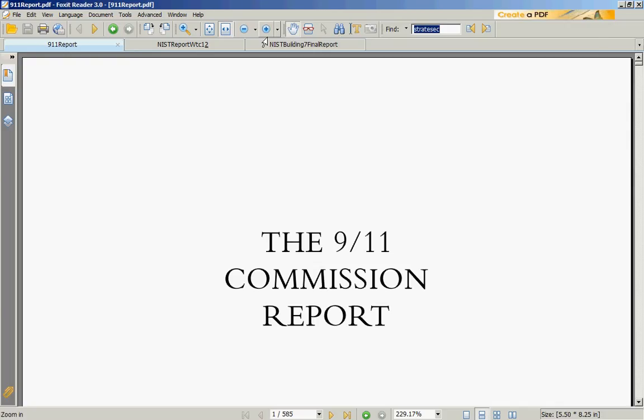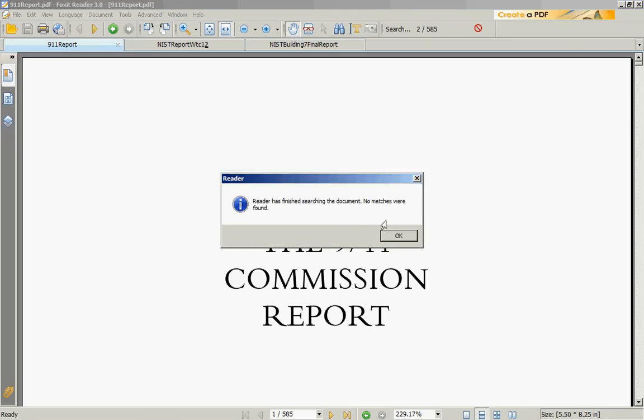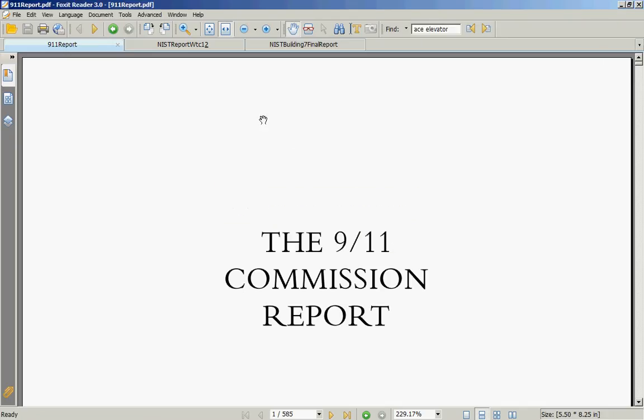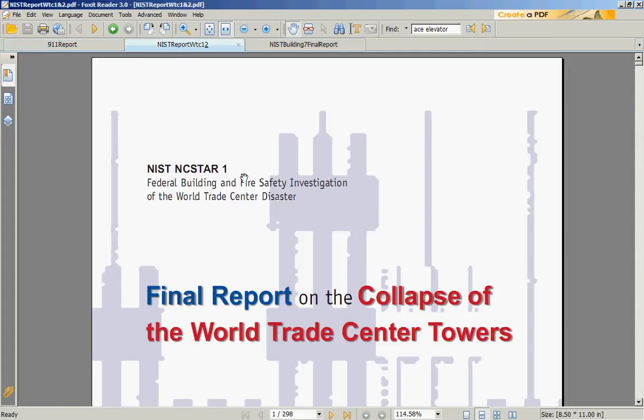For example, ACE Elevator was a company that had been working in the World Trade Centers since 1994, when they got the contract away from the huge Otis Elevator Company, even though ACE did not have much experience. So let's see how many times they were included in the report. They were not included at all. Not mentioned at all. Well, maybe in the NIST report on Buildings 1 and 2, the World Trade Center towers.